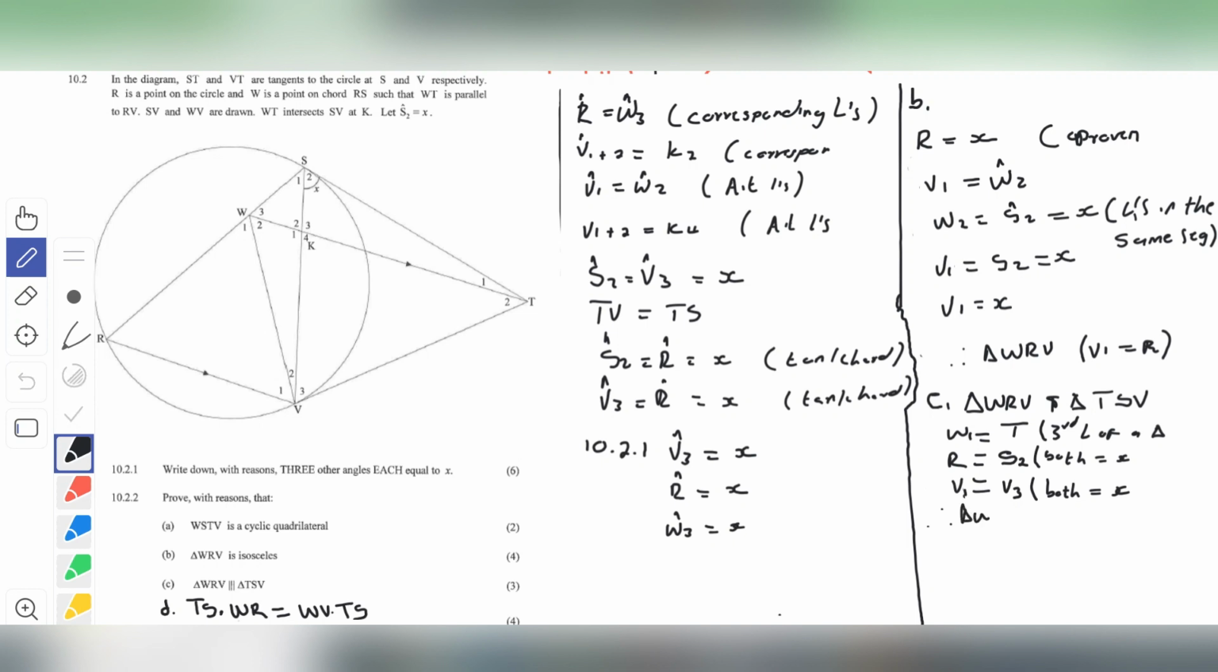Then that's it. Therefore we conclude that triangle WRV is similar to triangle TSV. The reason is we proved angles. So if you don't understand or you are lost somewhere, go watch the full video about similarities, how we prove similarities, right?